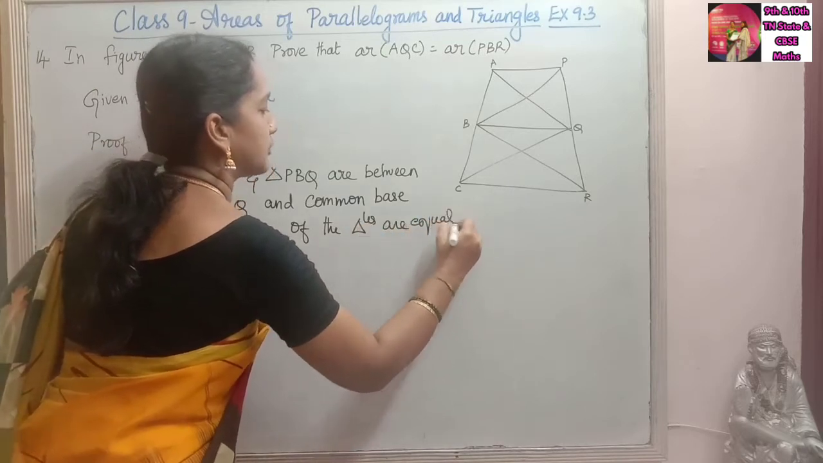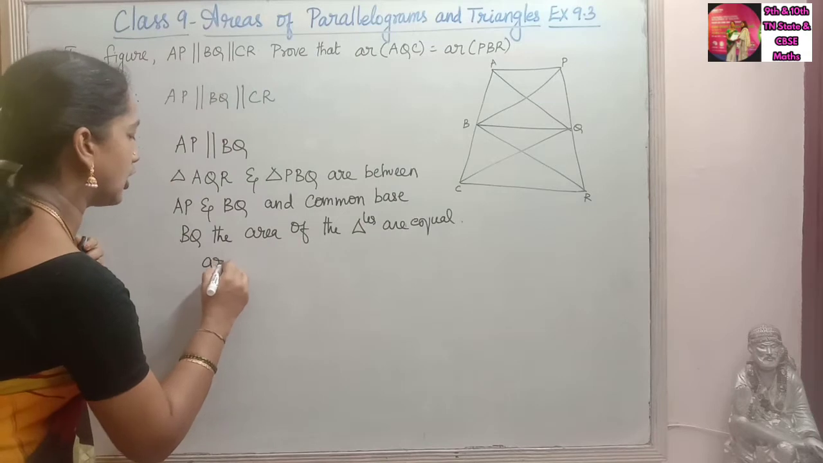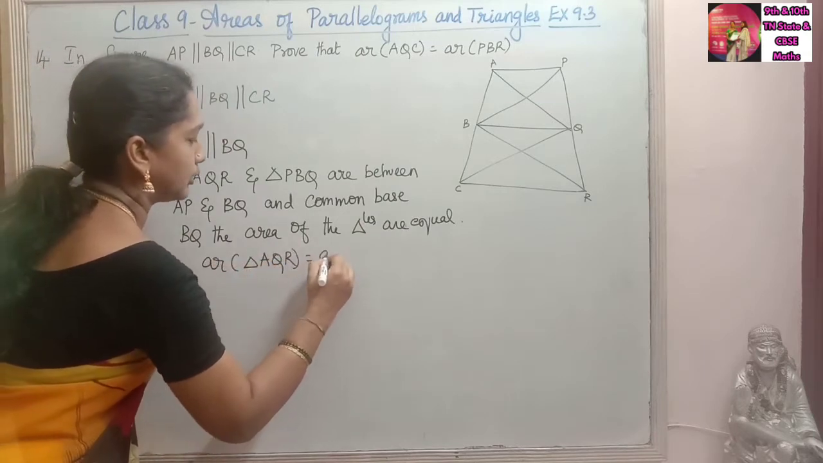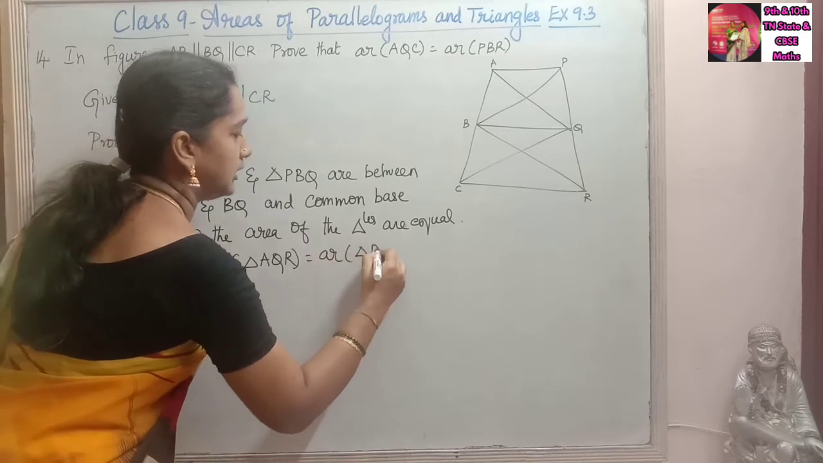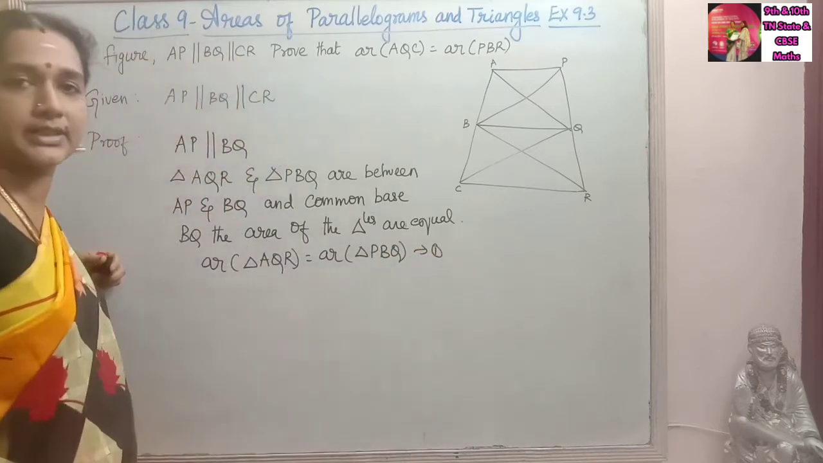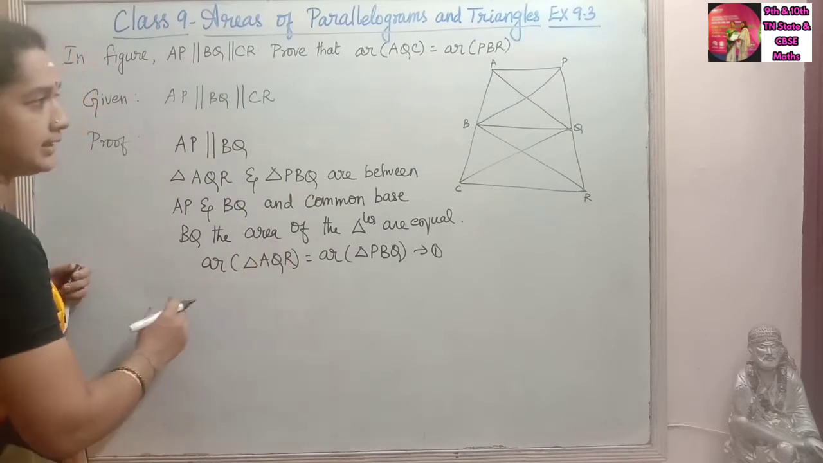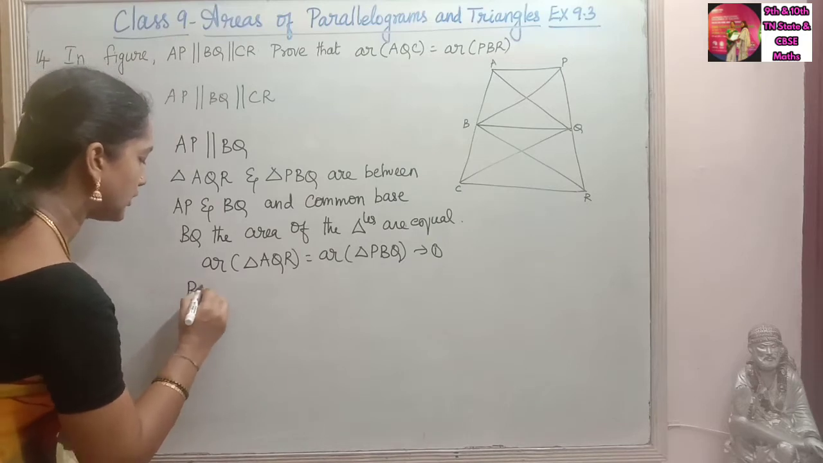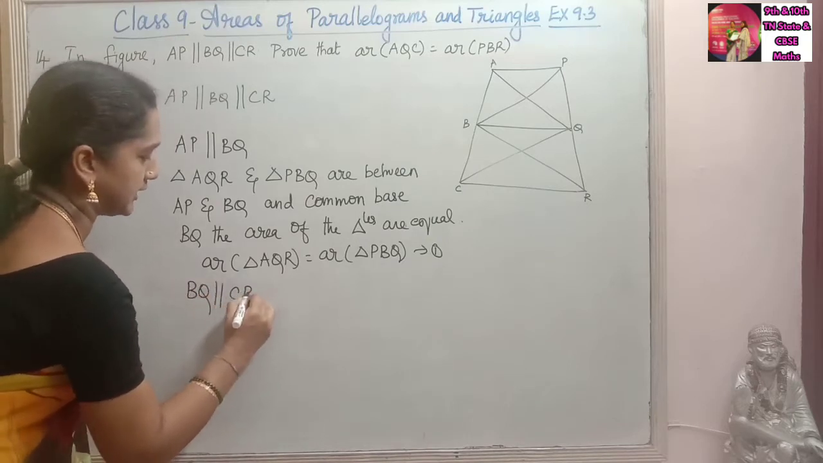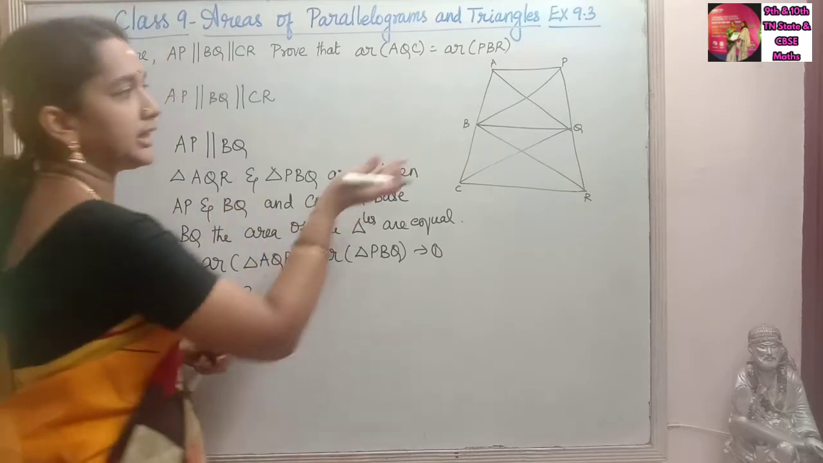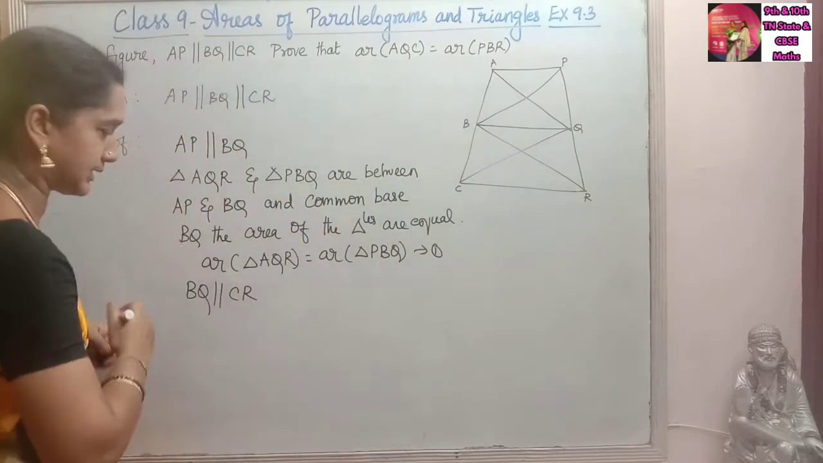So which two triangle areas? Area of triangle AQB is equal to area of triangle PBQ. So we will take this as the first equation. Okay. Then we will take another set of parallel lines, BQ parallel to CR. In this we will take BQ as the base.